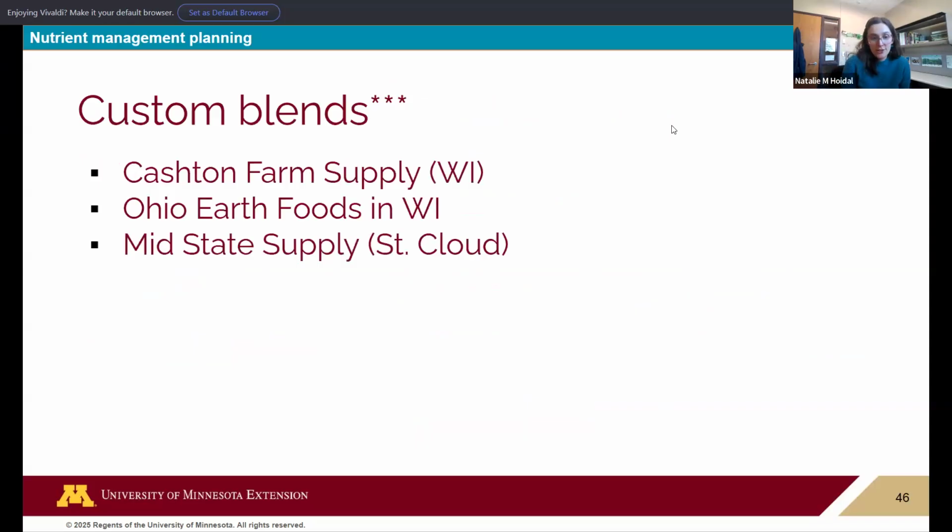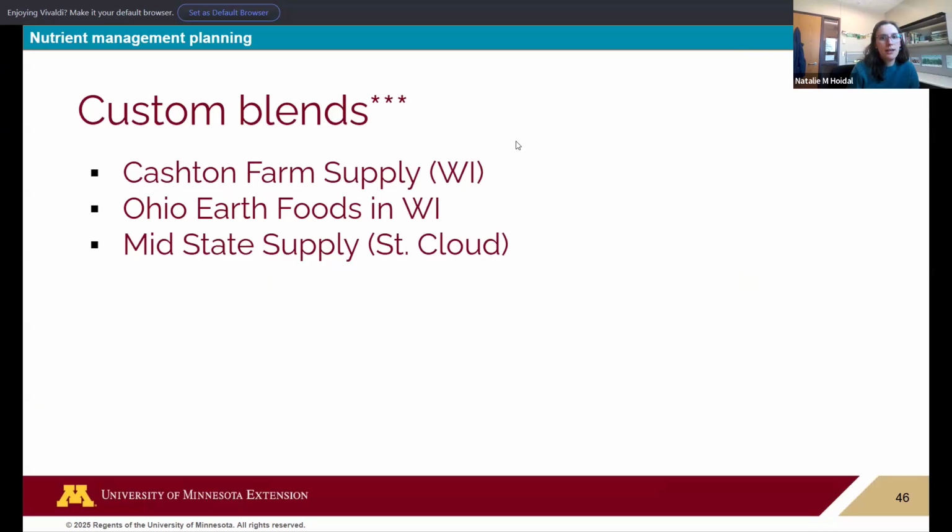I also recently learned that there are a couple of places that will do custom blends for you. So if you show them your soil test, they will mix up a custom fertilizer blend that is balanced and meets the needs of your crops. So that's a way to bypass the system and not have to do all these calculations yourself. It's nice to know that's an option if you would like to use it.